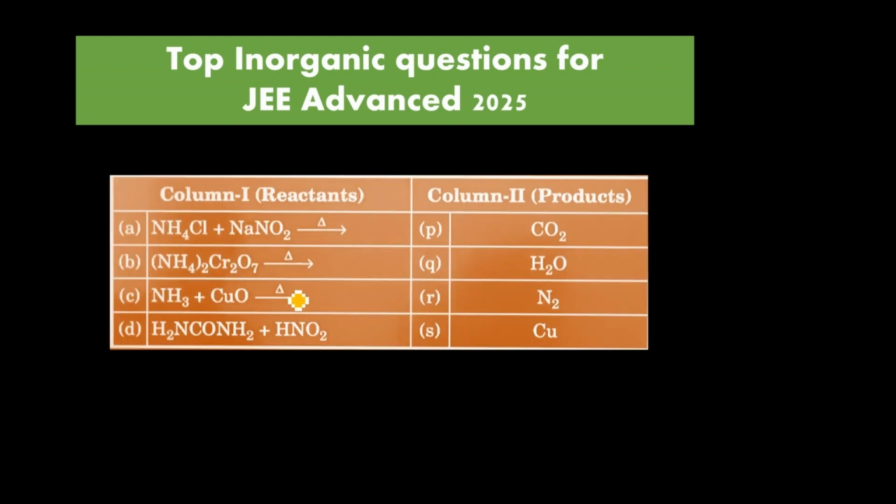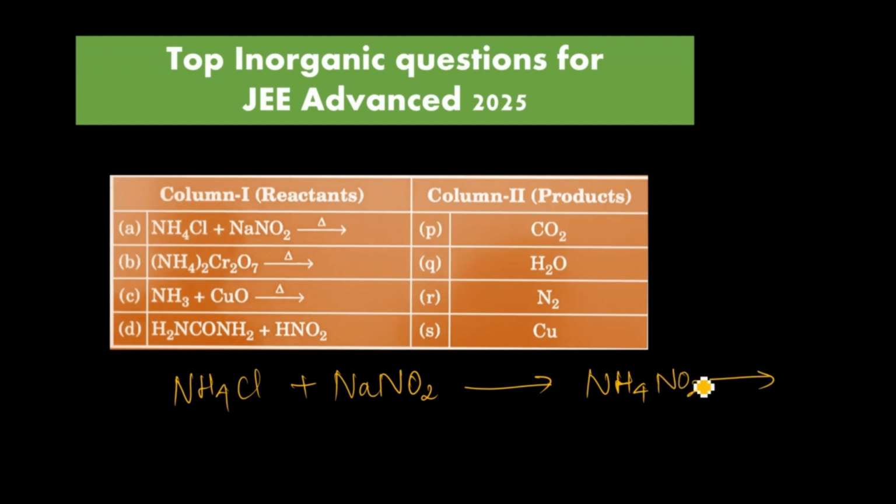Then moving on to again the column type of question. Here we have the reactions to match with the products. Column 2 may be matched with column 1. Let's take the first one, ammonium chloride with sodium nitrate. So what will that give? First that will form ammonium nitrate. Then they have mentioned heat is there, which eventually will give N2 with H2O. So A goes to Q and R.